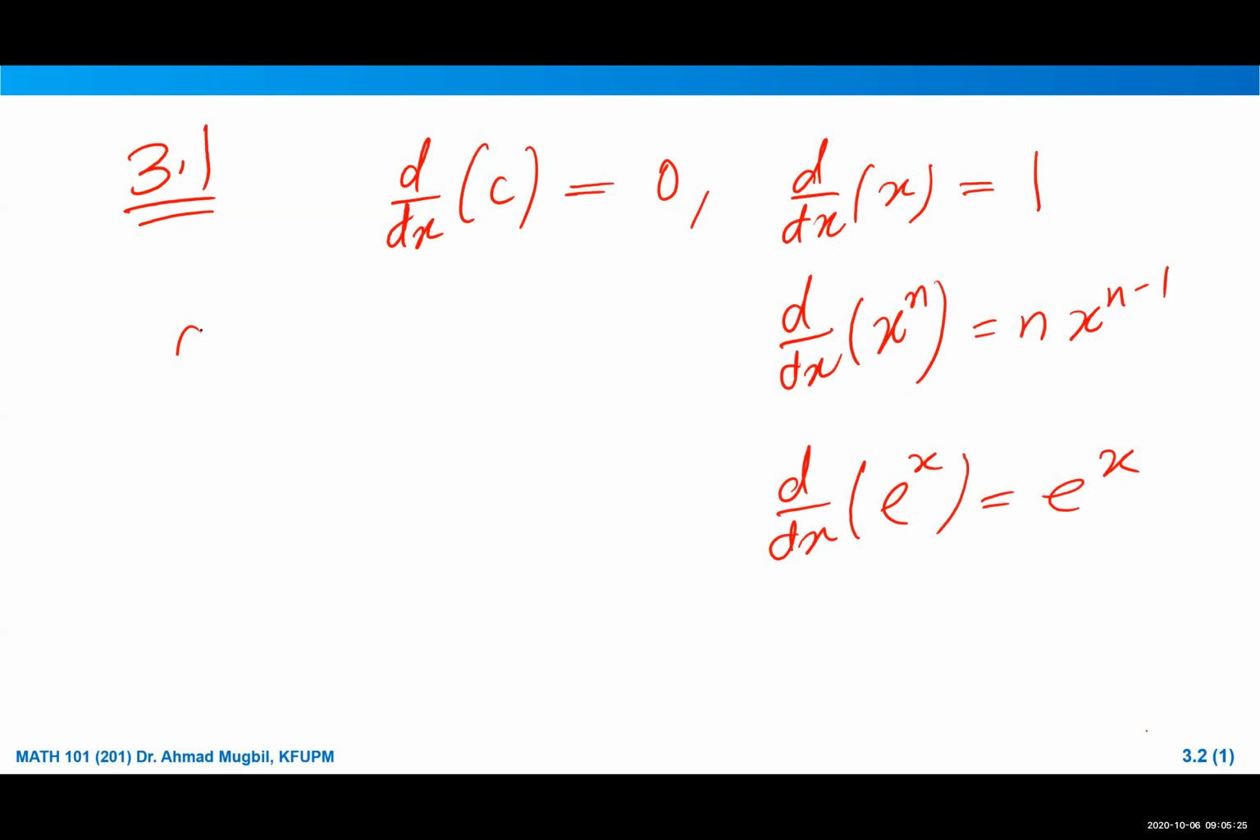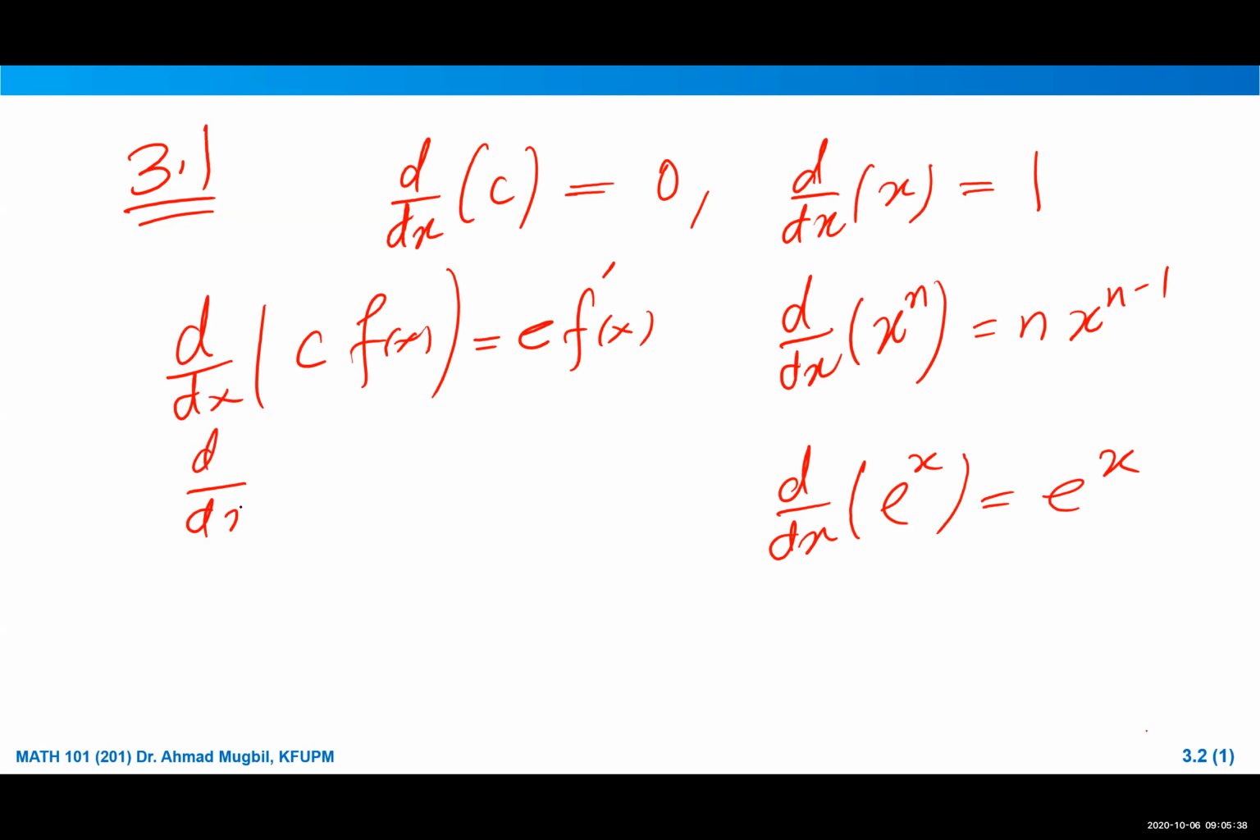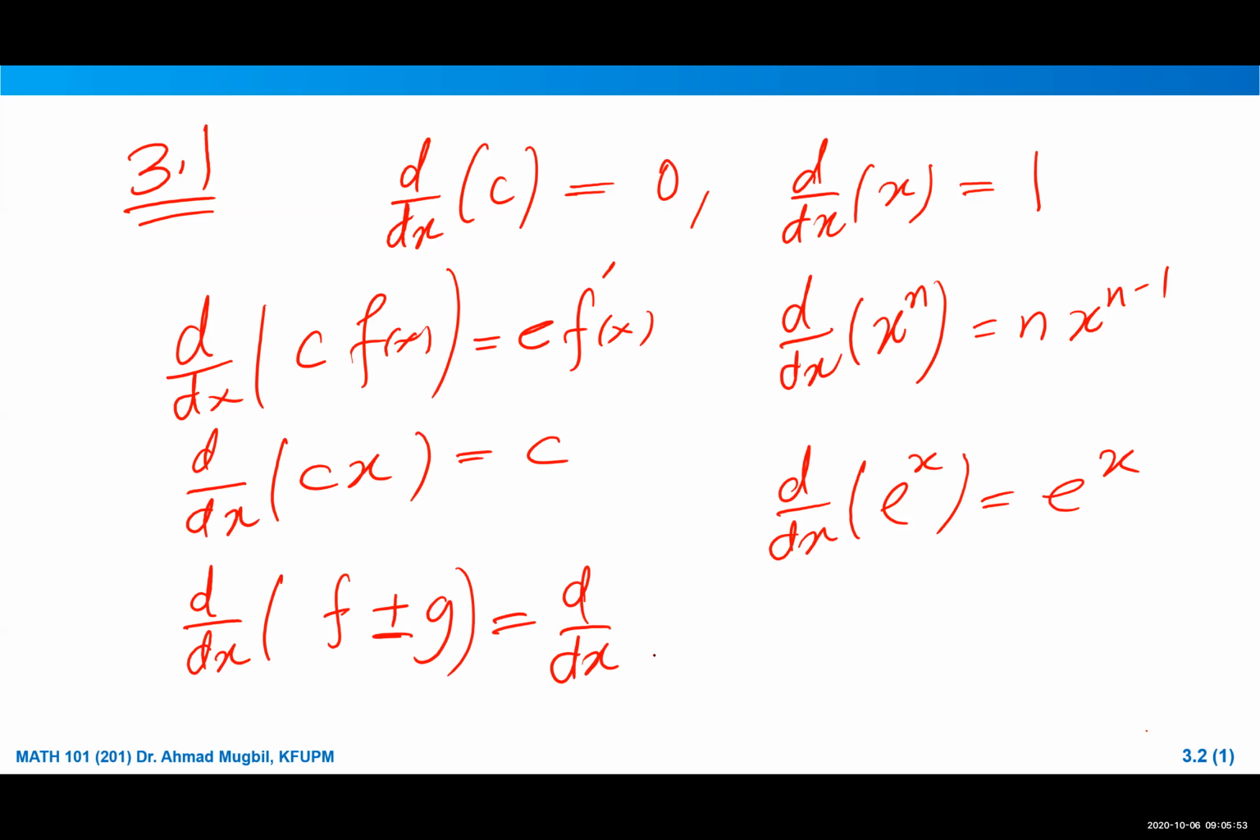Also, we have studied that if you differentiate a function multiplied by a constant, the derivative of c f of x is c multiplied by the derivative of that function. For example, the derivative of cx, whatever c is, a constant, is c, because the derivative of x is 1. Also, the derivative of the sum or the difference is the sum or the difference of the derivatives. Here we are using the Leibniz notation.